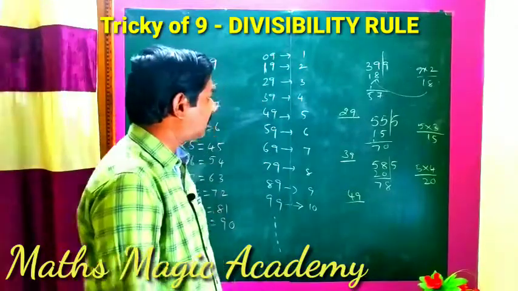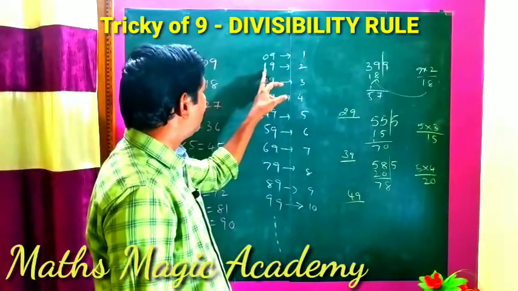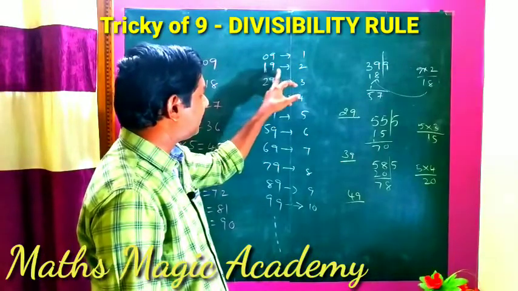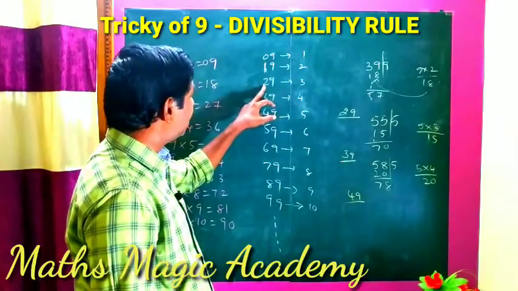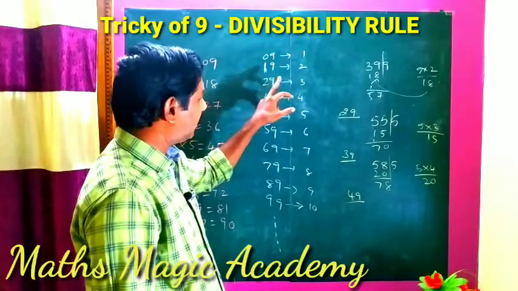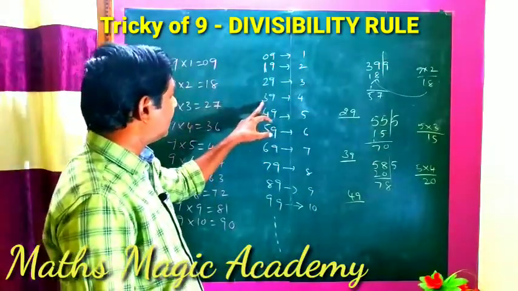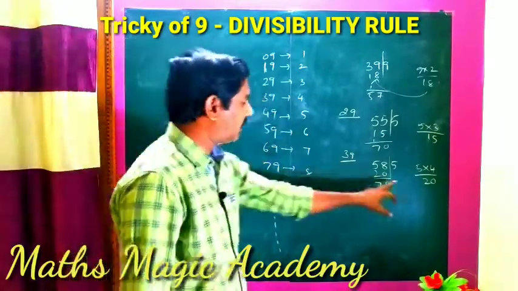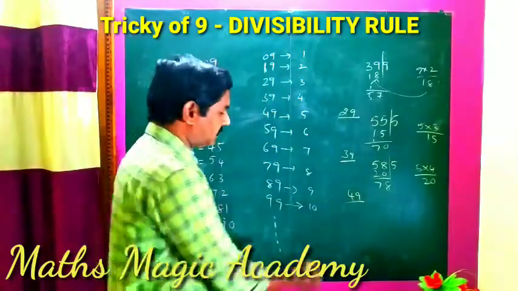Students, you can remember that when we are doing 19, here 1 is there in the tens place, and the number we are multiplying with is 2. When we are doing 29, 2 is there in the tens place, and the last digit is multiplied by 3. Whereas here 39 will be there. In this tens place 3 is there. We are multiplying with 4. So for 49, in the tens place what is there?